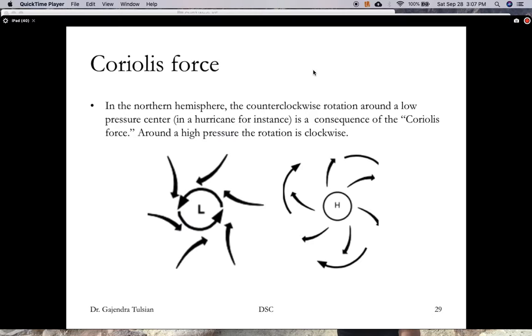The Coriolis force is a fictitious force that arises because you see things from the Earth's frame of reference, which is a rotating frame of reference, which is non-inertial. So anyway, here's how it arises. Here's the equator. As the Earth is spinning, points at the equator are traveling at about 1,000 miles an hour, and the poles are stationary. So as you go from here to there, the speed is decreasing.